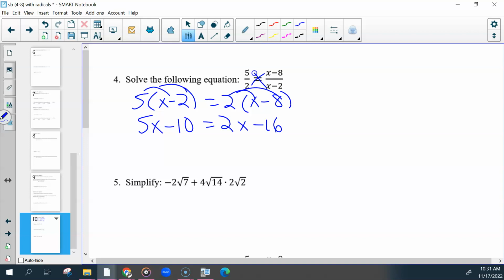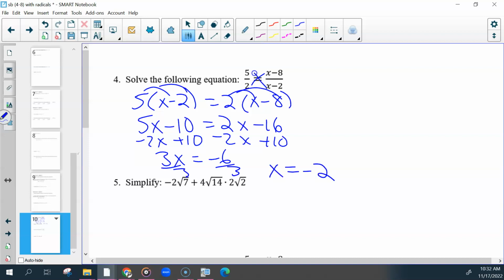Alright, and then take something you want to move. Let's say I move 2x over here. That's not what you did. It's okay. There are 4 different ways to go about doing this. And I move 10 over. So we have 3x equals negative 6. Divide both sides by 3. So x equals negative 2.